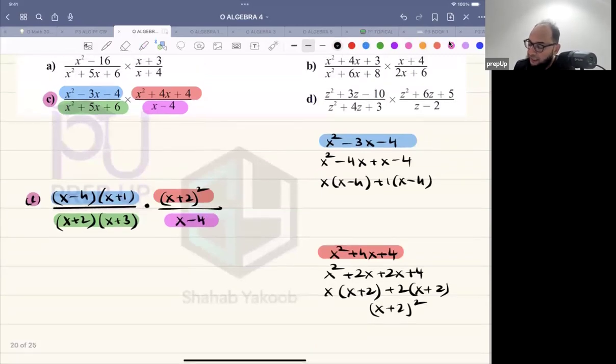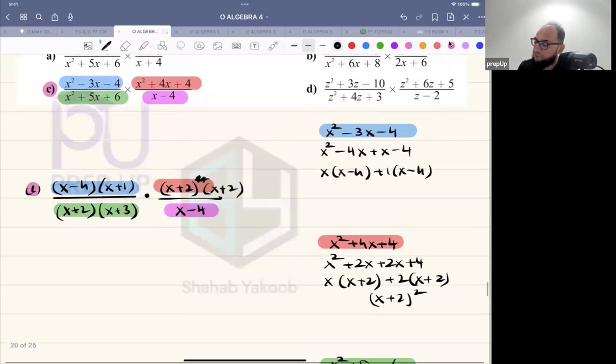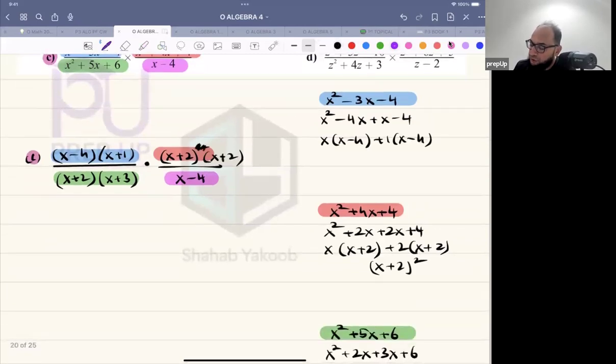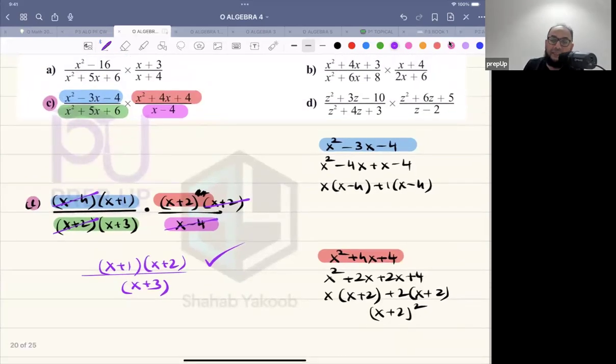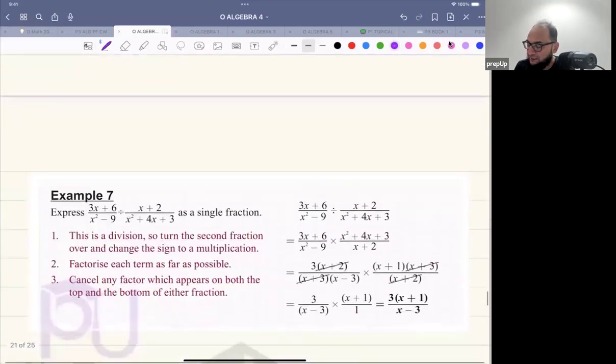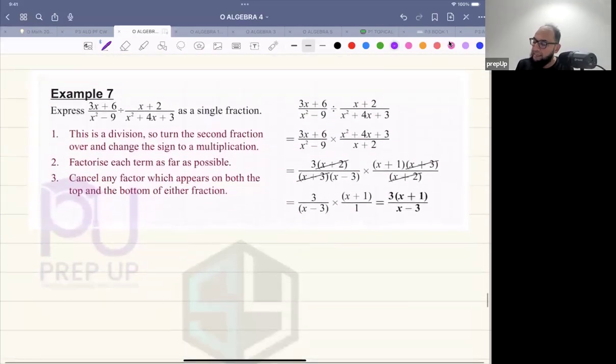Now when we cancel it out, x plus 2 whole square is basically, if I want to write, let me remove this and write this thing as x plus 2, x plus 2. Now let's start the cancellation. So x plus 2 cancels with x plus 2, and then x minus 4 cancels with x minus 4. And I think I'm left with x plus 1, x plus 2 in the numerator divided by x plus 3 in the denominator. And that is the answer for this particular question. It's all about middle term factorization and simplification. Again, it's the same kind of thing, but now it's about division.